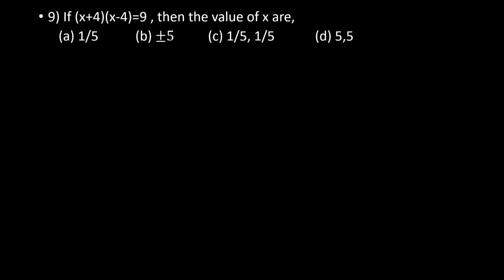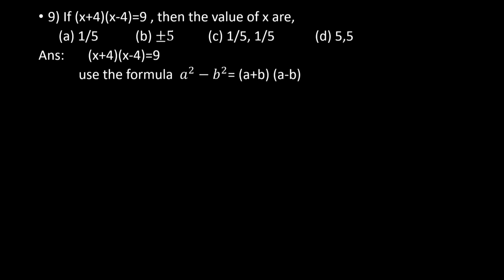Now we need to see what we have: x plus 4, x minus 4. It is in the form of a square minus b square. So we write it in that form and get x square minus 4 square is equal to 9. What is 4 square? It's 16. So x square minus 16 is equal to 9. Now I'll take 16 to that side, it becomes plus 16. So I'll get 9 plus 16.